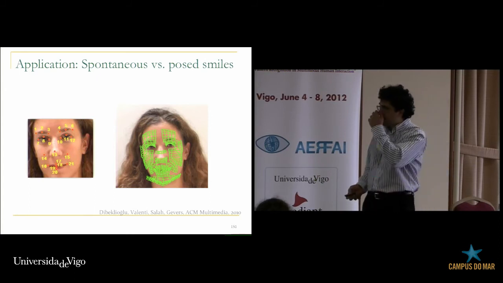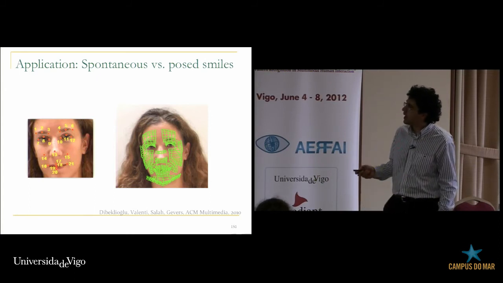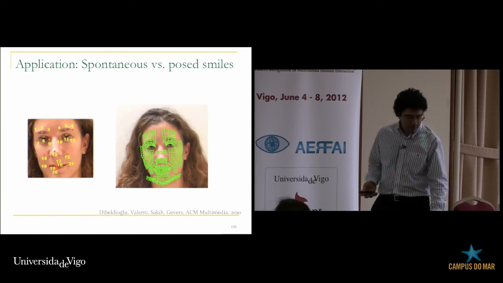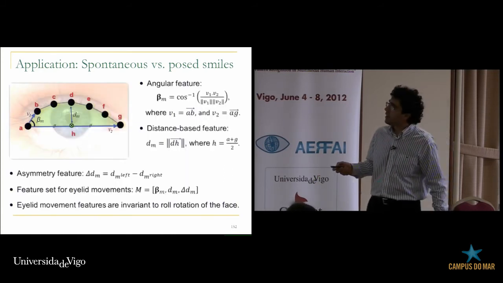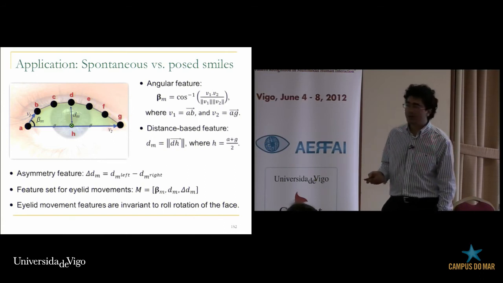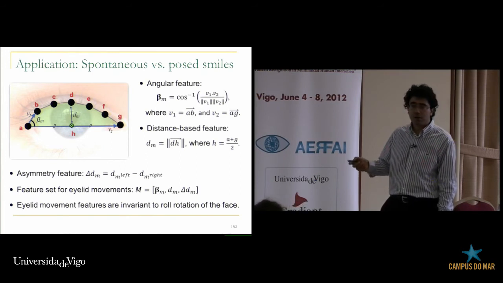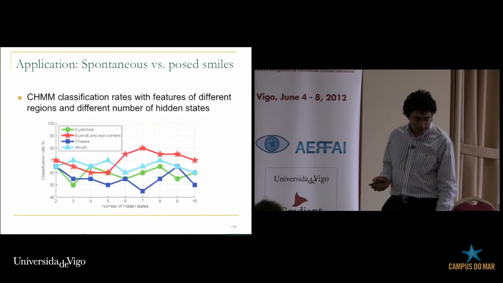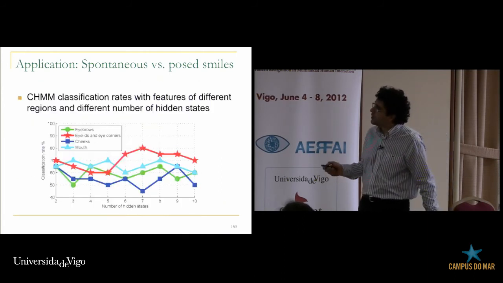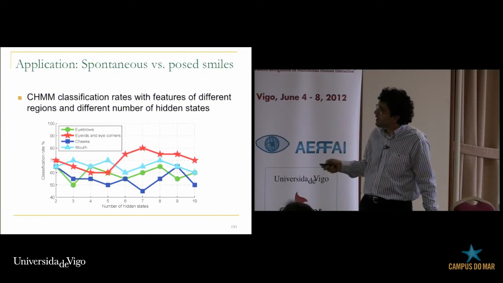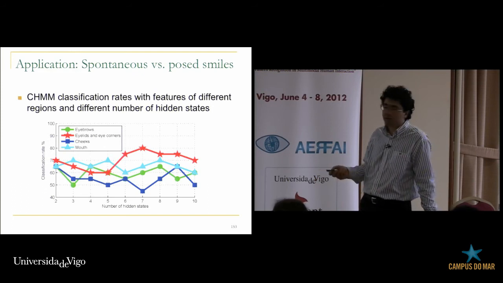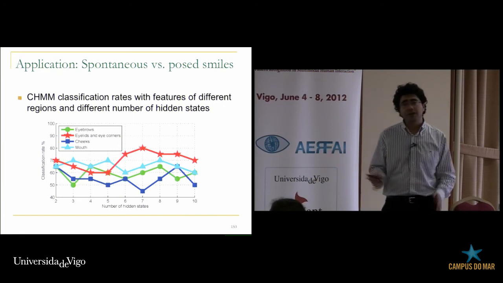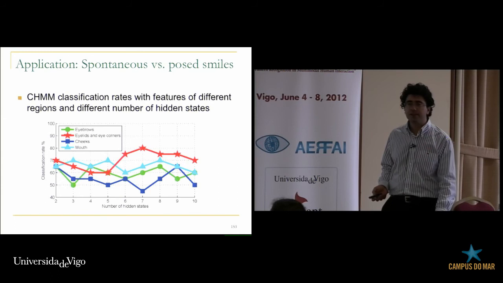So we did an automatic analysis system for that. We used the same landmark localization and tracking algorithm, but then we looked at the eye corners and eyelids in detail. We didn't look at the appearance of the Duchenne marker. We looked at the dynamics of the eyelid. And what we managed to show with a hidden Markov model-based classification is that just by looking at the eyelids and eye corners, you can classify this spontaneous versus posed smile with 80% accuracy, which was done in a very small database of 20 subjects.